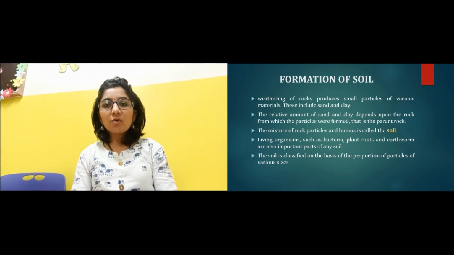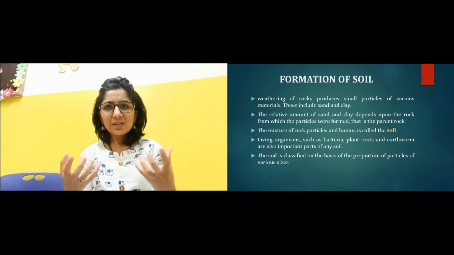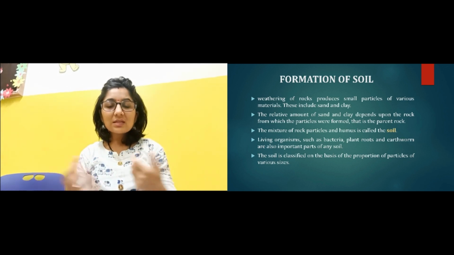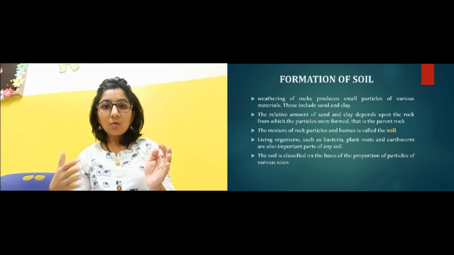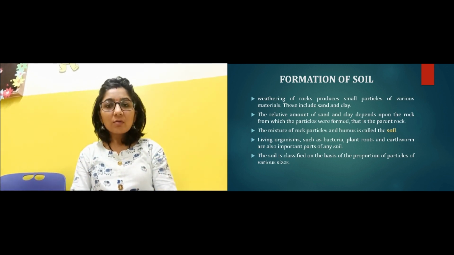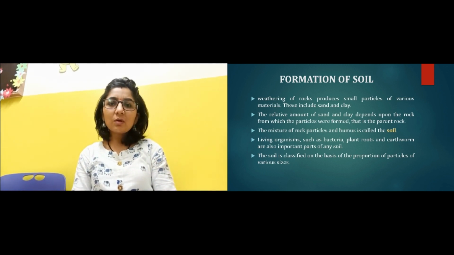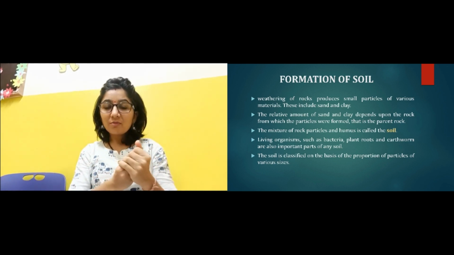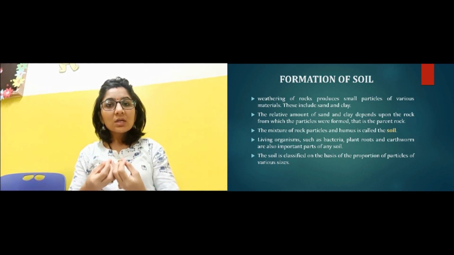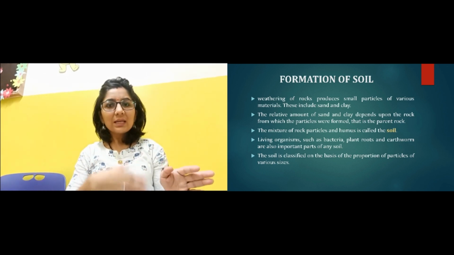Now how is the soil formed? Just now I told you, जो rocks होते हैं, the weathering of rock will occur which produces small particles of various materials. अभी ये जो materials हैं वो होंगे sand and clay. What those materials will be? There will be sand or clay. और the relative amount, कितना sand है, कितना clay है, how much amount of sand is there, how much amount of clay is there, that will of course depend on the type of rock from which it is made. जिस रॉक से वो बना है, depending on that the soil will be either sandy or clay.